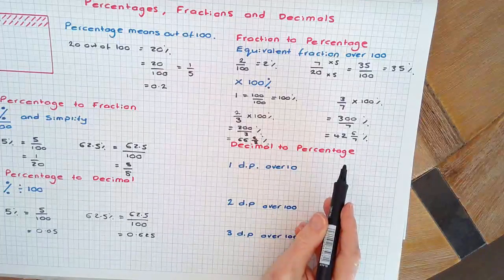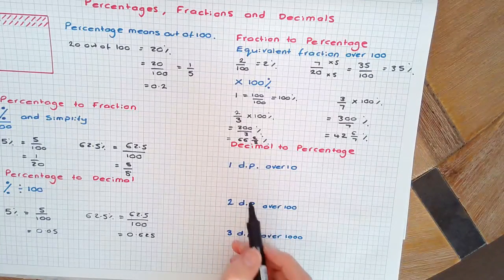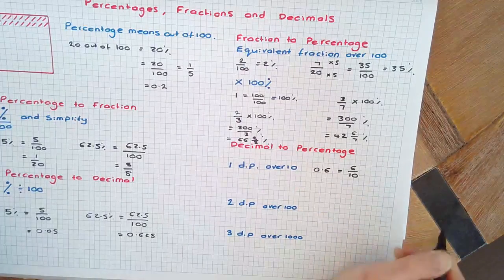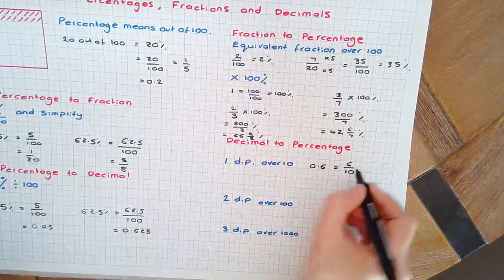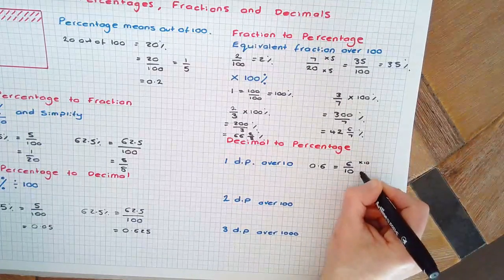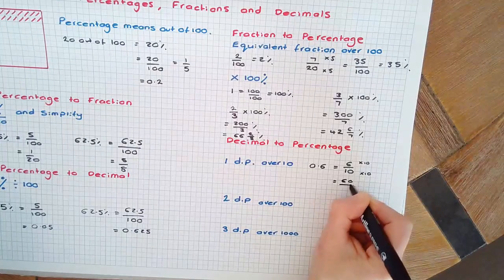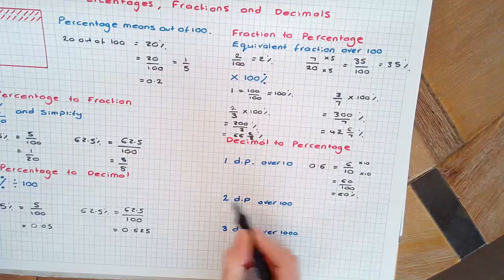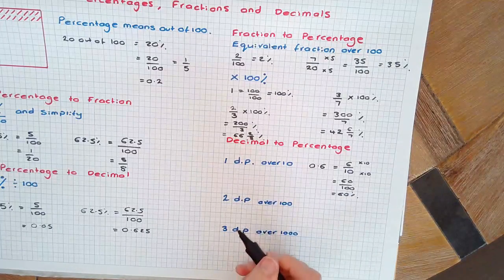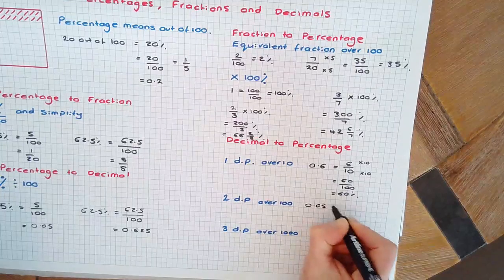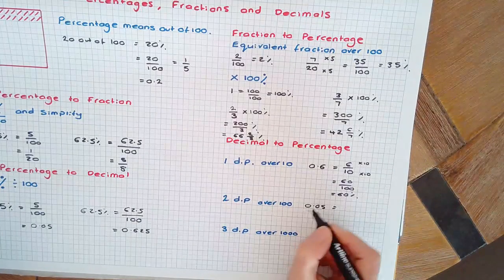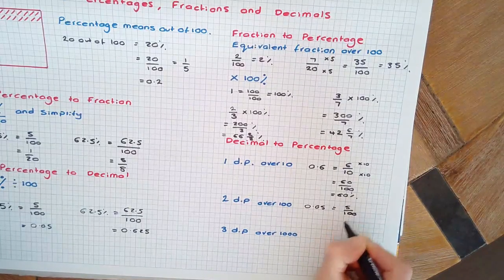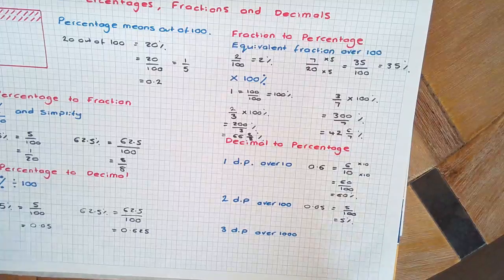Converting decimal to percentages. If the decimal is 1 decimal place, we write it over 10. For example, 0.6 is 6 over 10. To now make an equivalent fraction over 100, I'd multiply the numerator and the denominator by 10. So I get 60 over 100 being 60%. If the decimal is 2 decimal places, DP for short, such as 0.05, I put 5 over 100, and then I simplify to 5%.